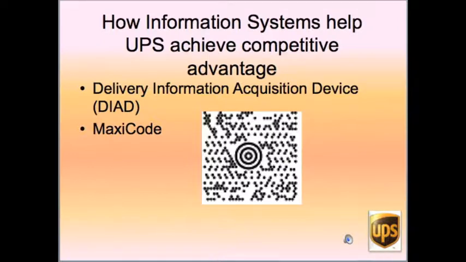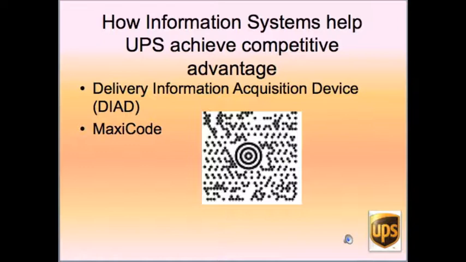Another information system which aids UPS in gaining a competitive advantage is the use of MaxiCode. UPS developed MaxiCode to help them identify, follow up, and sort parcels more quickly and efficiently. MaxiCode works using the same principles as the barcode system. However, the MaxiCode symbol shown in the picture on the slide isn't referred to as a barcode. It is known as a UPS code or a target.